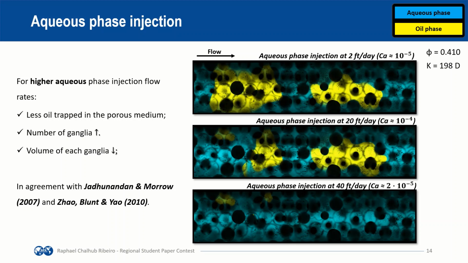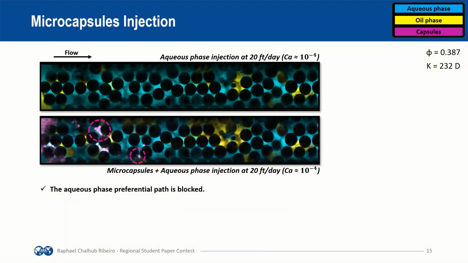As the aqueous phase flow rate increases, the following aspects can be observed: less oil trapped in the porous medium, and a larger number of smaller and separated oil ganglia. These observations are in good agreement with the work of Yaduanandan et al. and the work of Zhao et al.